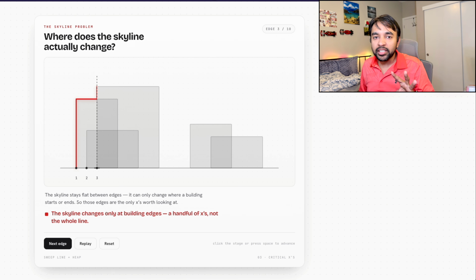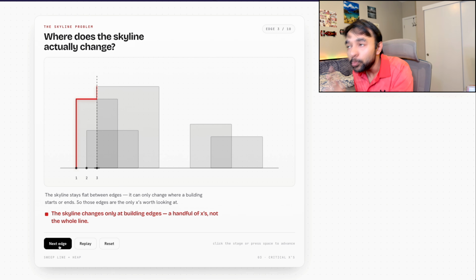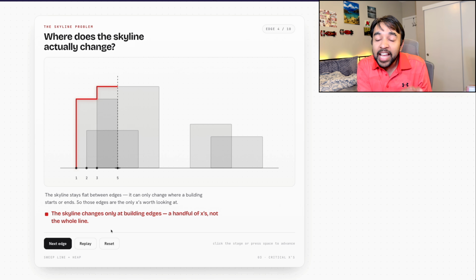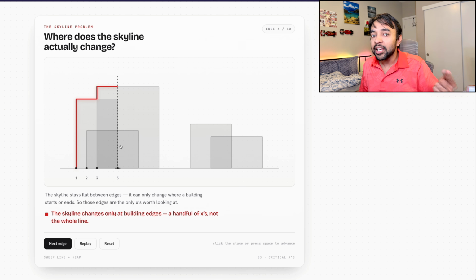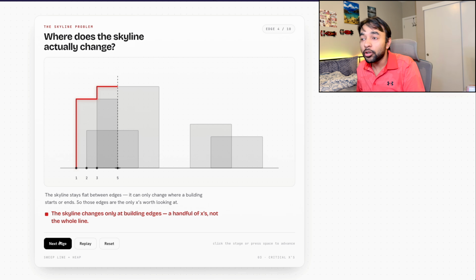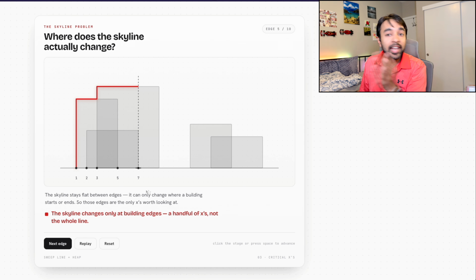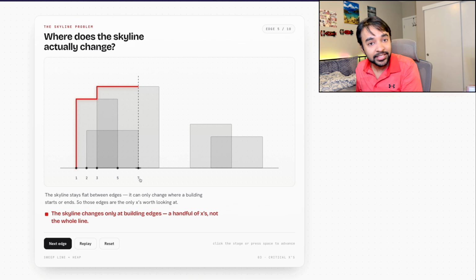Again, try to understand what I'm getting at. When you move to the next edge, that is when you need to take some action. What I'm trying to say is you do not have to compute every value of x. You only need to look at the events, or the values of x, where something changes. At x equals 5, this building ends. But do you need to update the skyline? No. So what are you going to do? You are now going to look at the next edge available. The next edge is 7.